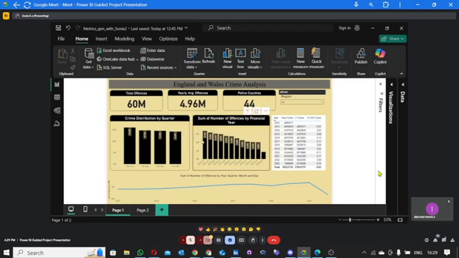So from this visualization I have done from the data, after cleaning my data in Power Query, I came to DAX to create measures. I did some feature engineering. I created measures relating to my questions.